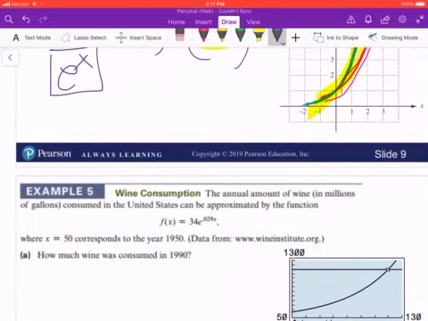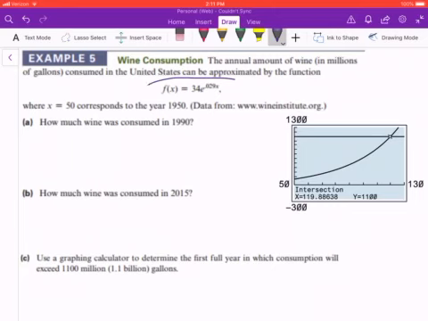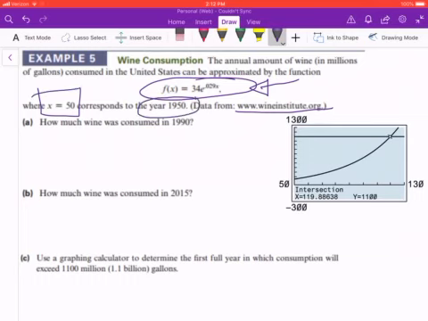So now let's move on to the next problem, and here the number e is being used. This function represents the annual amount of wine in millions of gallons consumed in the United States, and it says that it could be approximated by this function, and this comes from wineinstitute.org. Here we're using x equals 50 to correspond to the year 1950.